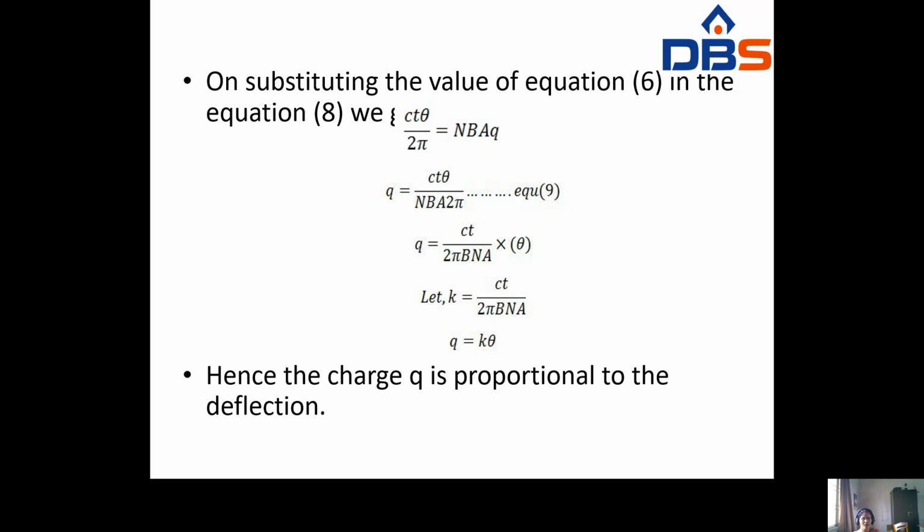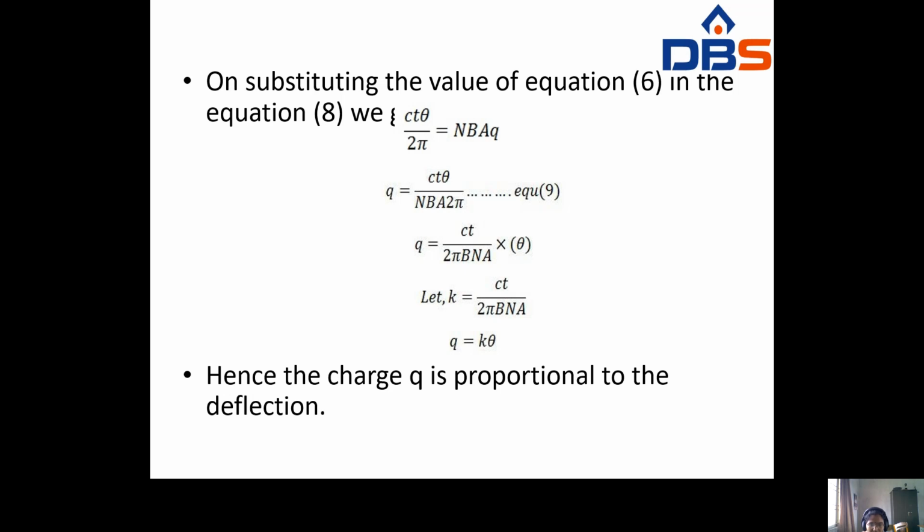And similarly, you have to substitute C T theta by 2 pi in the place of L omega. In the previous equation number 6, you have to write L omega equal to N B A Q. So in the place of L omega, here you have to write N B A Q. From this, the Q value, the charge value, you can get: C T theta by N B A 2 pi. So Q equal to C T theta by 2 pi N B A.